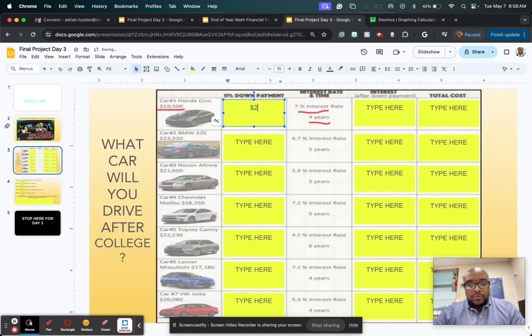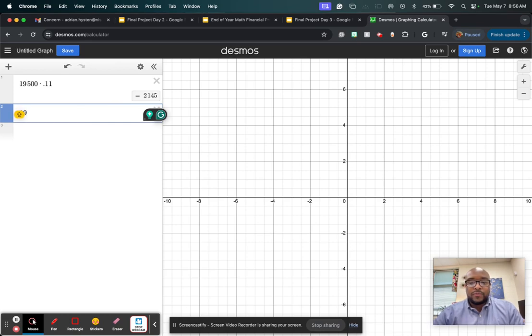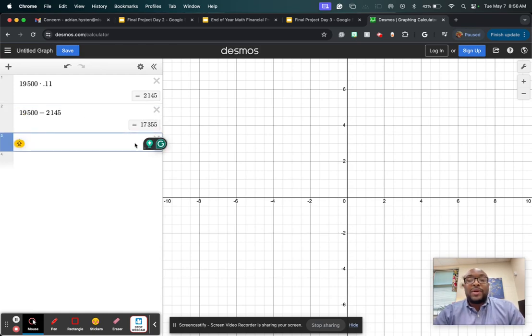So I'm going to type $2,145. And then my interest rate after your down payment, so I'm going to do 7% interest and 4 years on the difference between these two numbers, because I already paid $2,145. So let me take the cost of the vehicle, $19,500, subtract $2,145, you'll get $17,355. That's my new principal amount. So $17,355 times my rate of 7%, 0.07, times time. And the number of years in this particular example was 4 years.